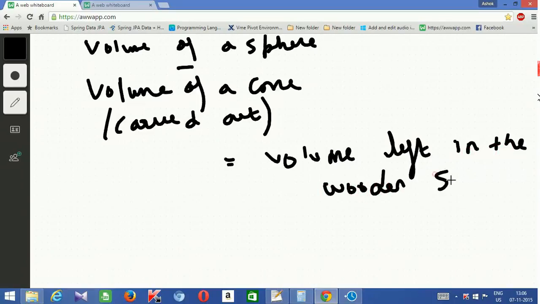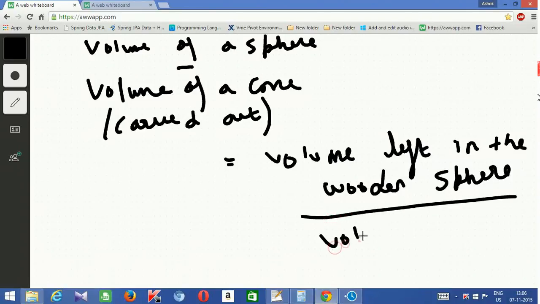So you have a wooden sphere and you are carving a cone out of it. So volume of a sphere minus volume of the cone that has been carved out gives you the volume left in the wooden sphere. That particular volume is the wastage. How will you find how much percentage is wasted? Volume left out in the wooden sphere divided by the actual volume of the sphere, into 100, will give you the percentage that got wasted.